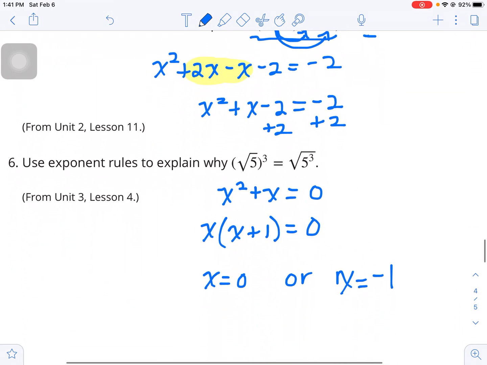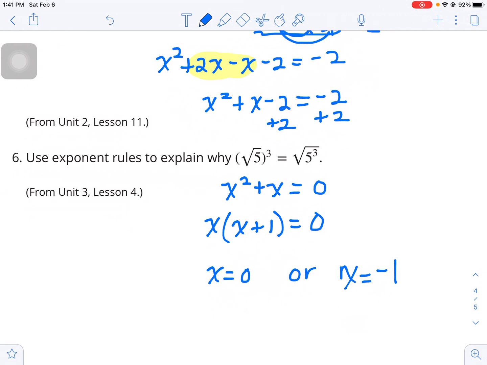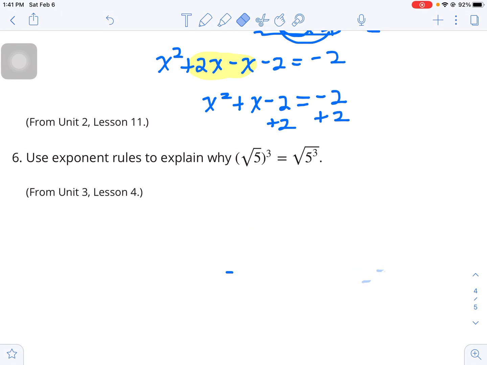And let's see, number 6 then. Let me get rid of this. We want to use exponent rules to explain why the square root of 5 cubed is equal to the square root of 5, cubed. Just that, however you want to emphasize that.